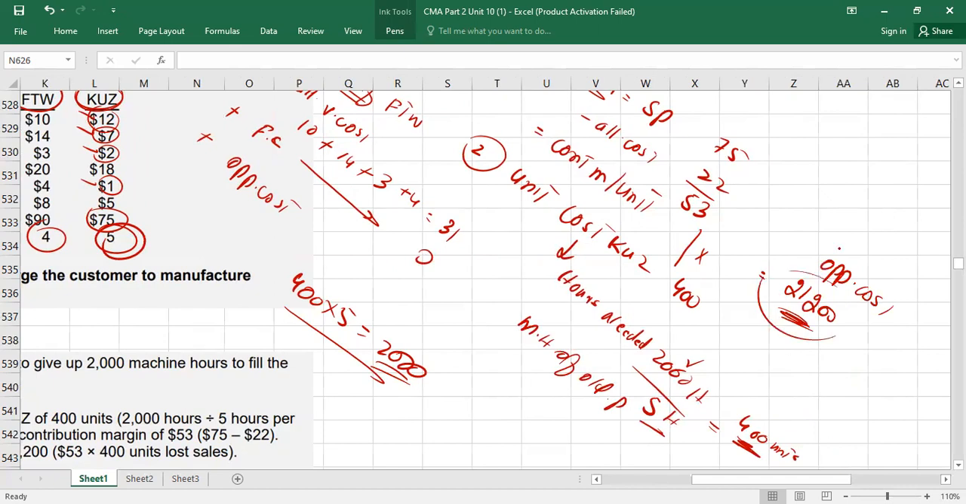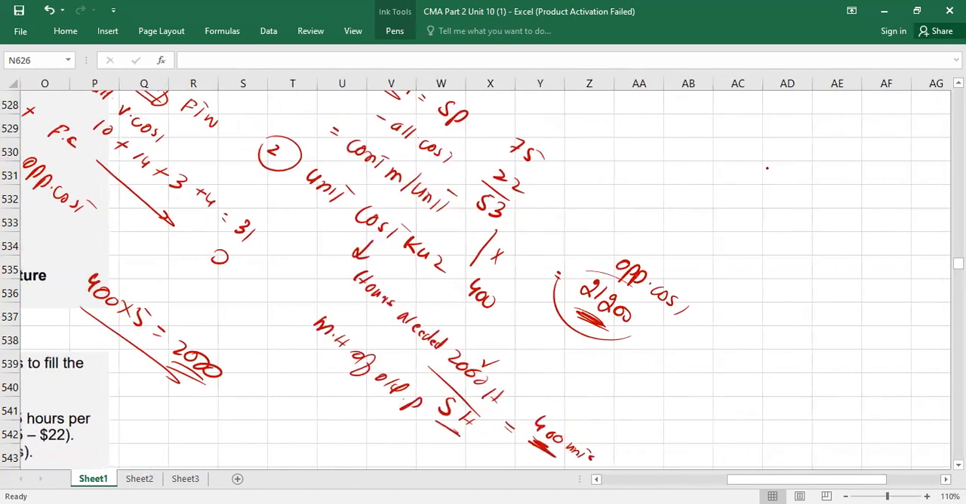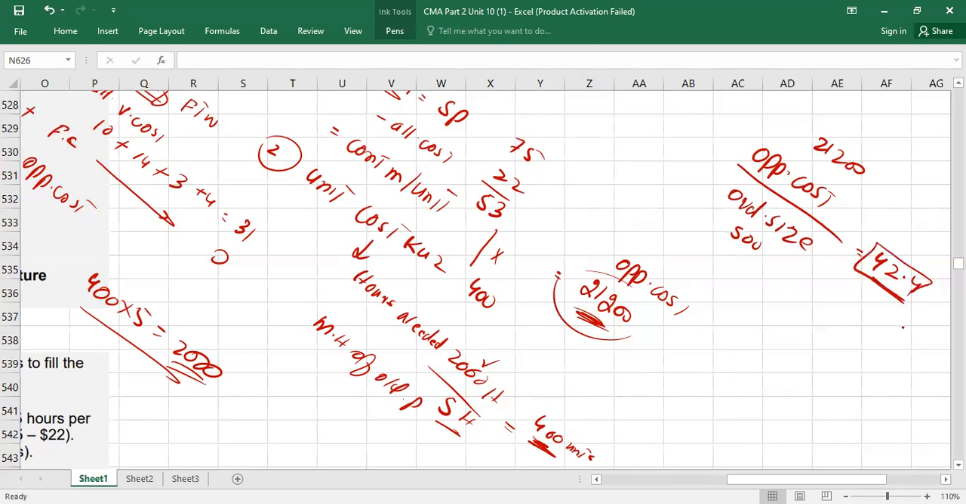This opportunity cost in total, I can convert into per unit. In per unit, how will I convert? I'll take the opportunity cost and divide by the order size, because you want to calculate the opportunity cost you will lose against each new unit. The order size of the new product was 500. So 21,200 divided by 500 units means against each new unit you are going to lose 42.4. This is the opportunity cost per unit.